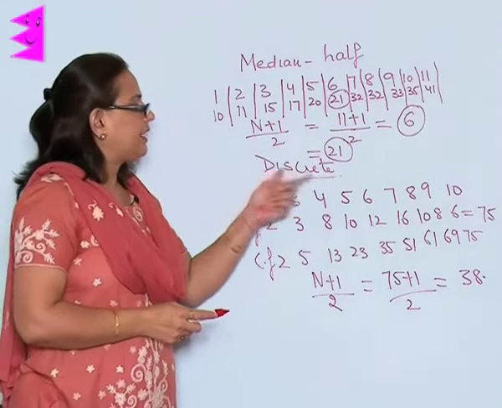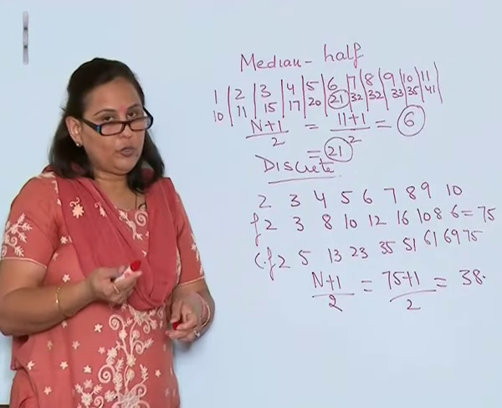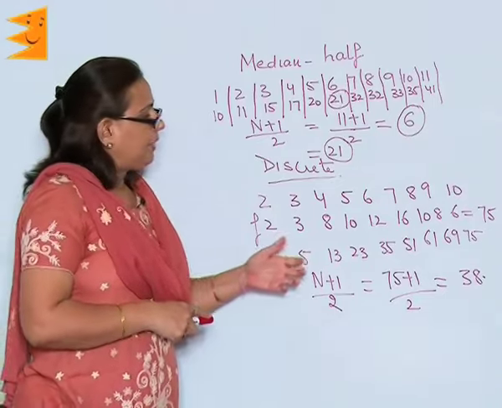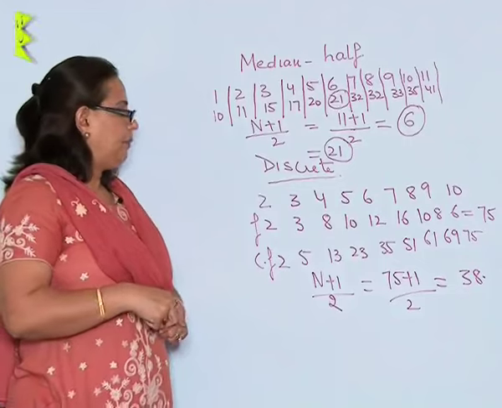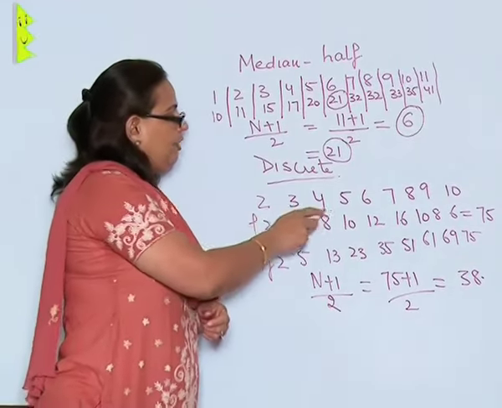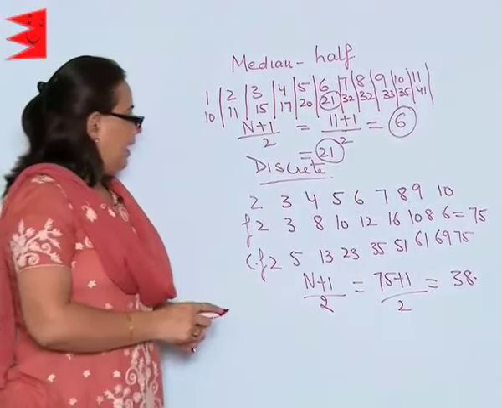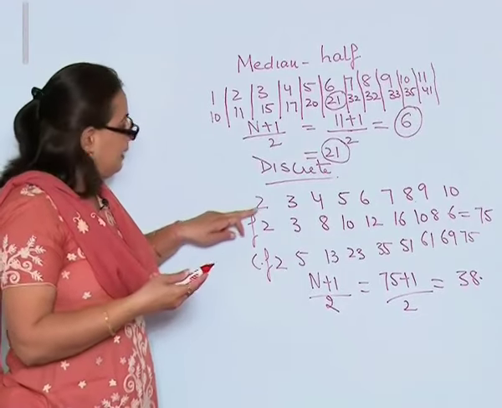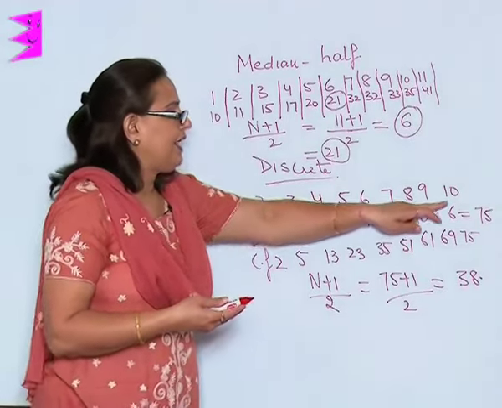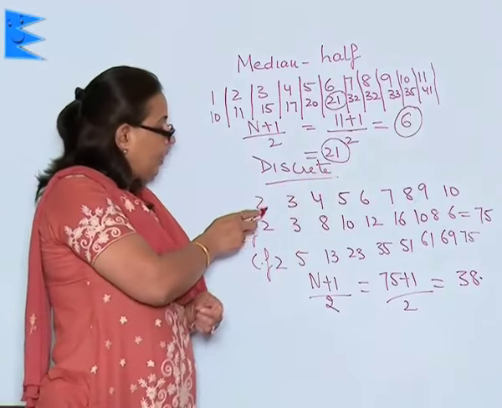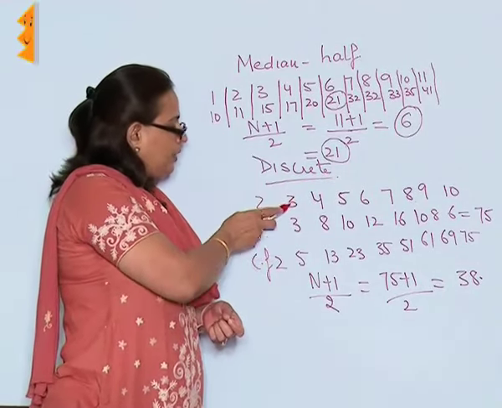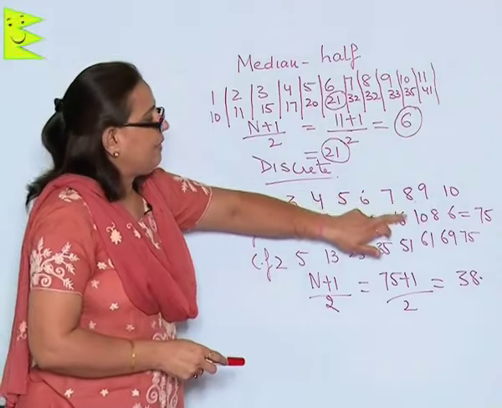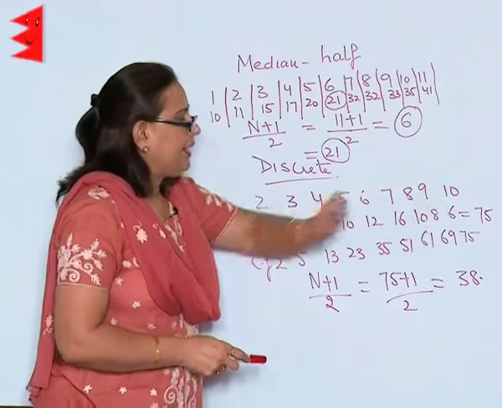Now, let me talk of the discrete series. In the discrete series also, you will have to always put it in either ascending order or descending order, and you cannot keep it in the raw form as it is. For example, there we have 2, 3, 4, 5, 6, 7, 8, 9 and 10, and the frequencies which have occurred, the number of students who have obtained these marks, are 2 students getting 2 marks, 3 students getting 3 marks, 8 students 4 marks, 10, 5, 12, 6, 16, 7, 10, 8, 8, 9 and 6 getting 10 marks.